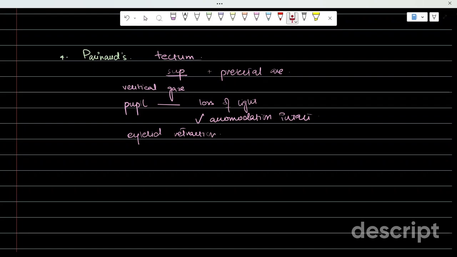Now there is a high yield point over here which often comes in MCQs. They ask you that there is a loss of light reflex, but the accommodation is intact. Where is the lesion? The answer will be pretectal area of the midbrain. This is an MCQ and it often comes in the exam.